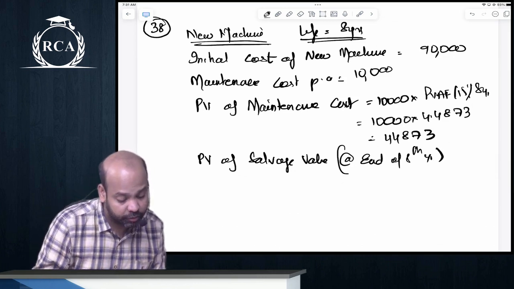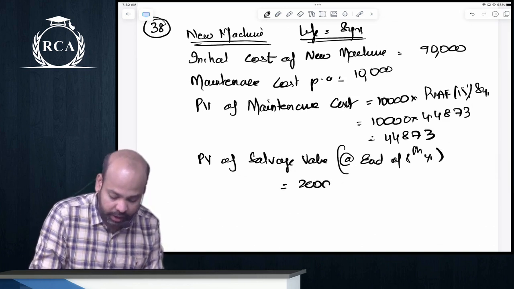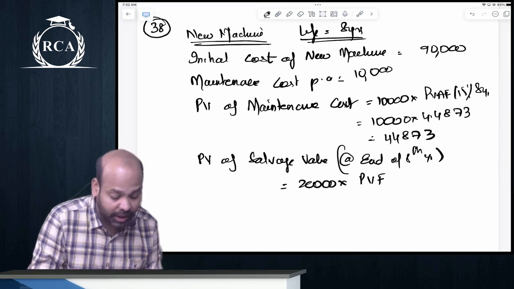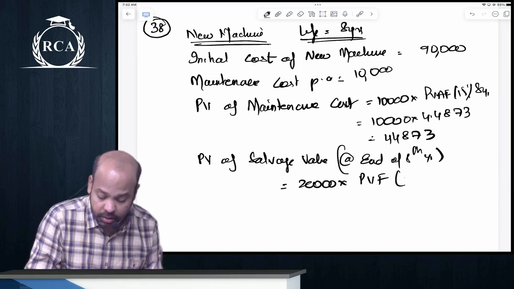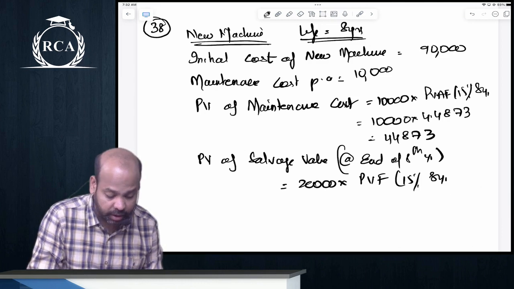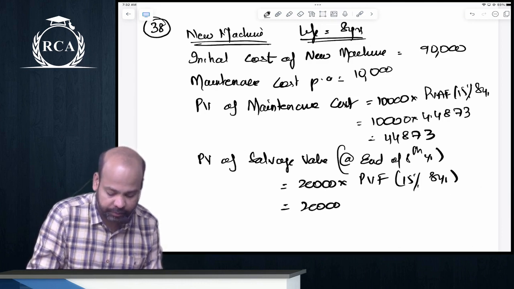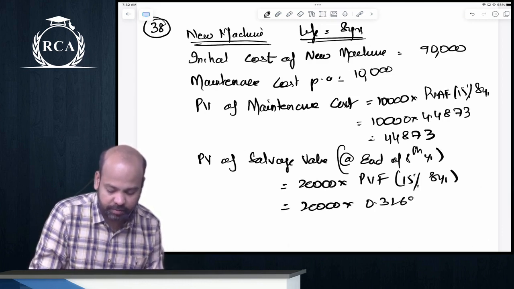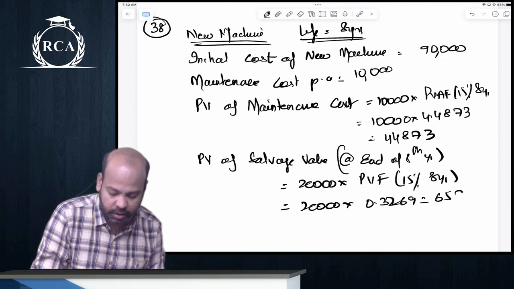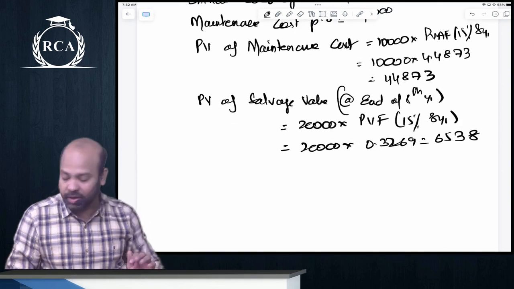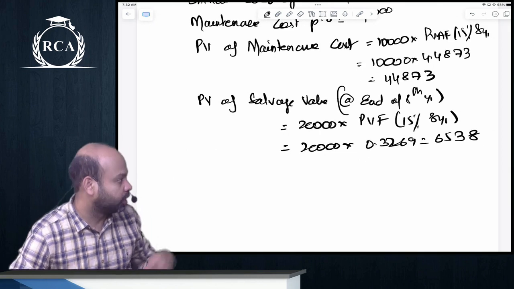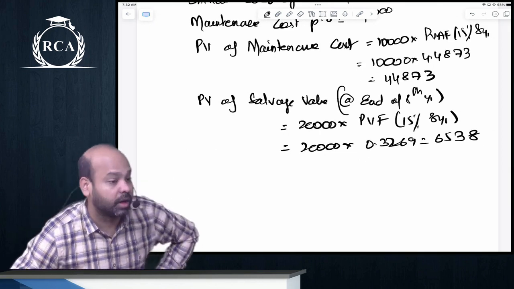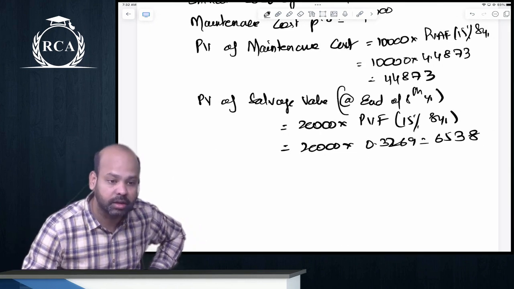Your salvage value of the new asset is how much, beta? 20,000. This I will multiply by present value factor, guys, at 15% for 8th year, 0.3269. So this will become 6,538. Present value of maintenance cost is 44,873. Present value of salvage value is 6,538.